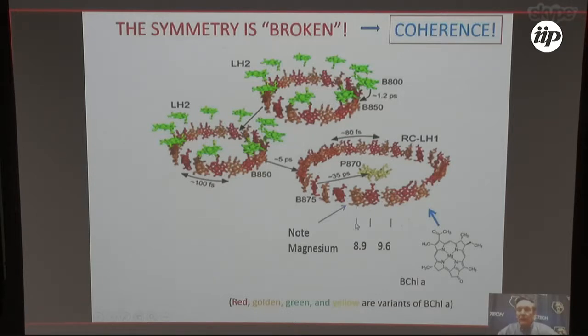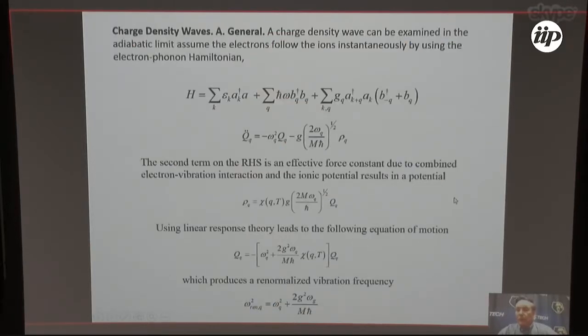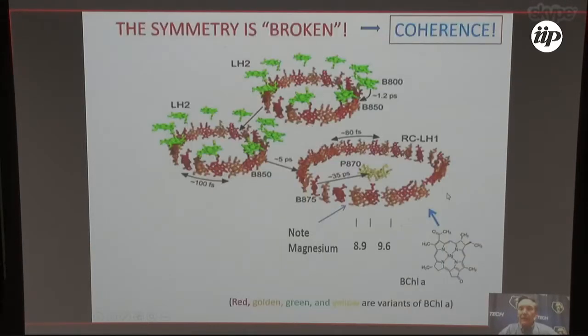Here is the spacing between the two magnesium. Here's the chlorophyll. It's got a magnesium. It's got a porphyrin-like ring, which with the substituents makes it a bacterial chlorophyll type A. And this is what each one of these are. These are the green ones. Red, gold, green, and yellow are variants of the bacterial chlorophyll.